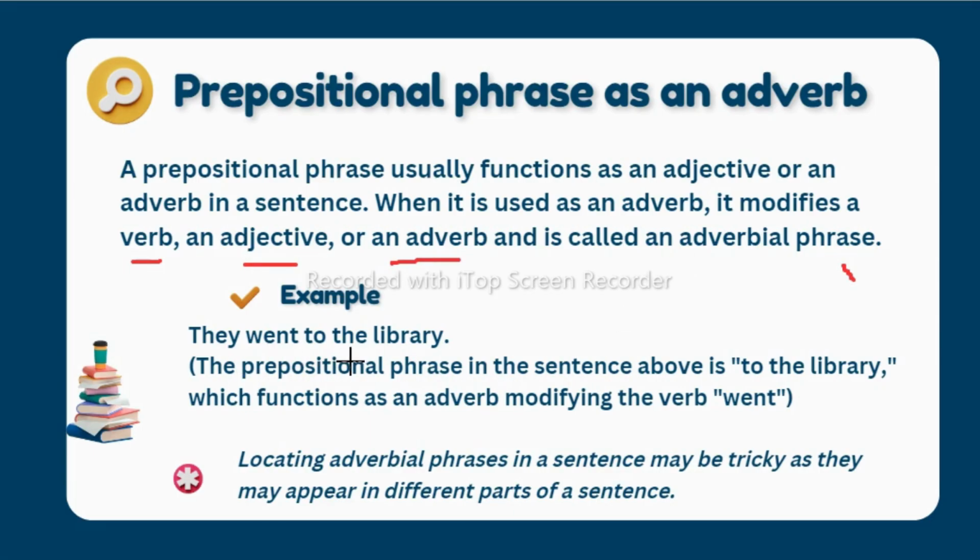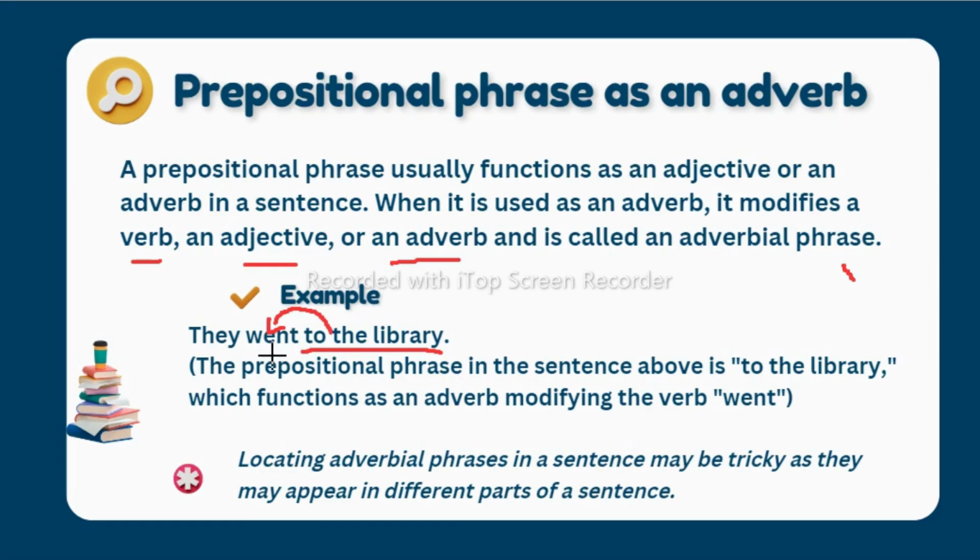Now here, where is our prepositional phrase? To. To is the preposition and the library is the object. Preposition plus object is a prepositional phrase. Now, to the library, what? They went. So this prepositional phrase is describing or talking about they went. So went is what? Which part of speech is went? It's not a noun.